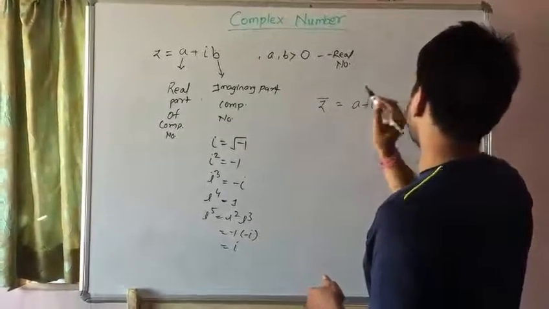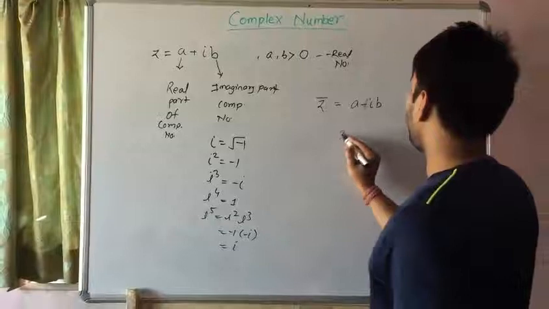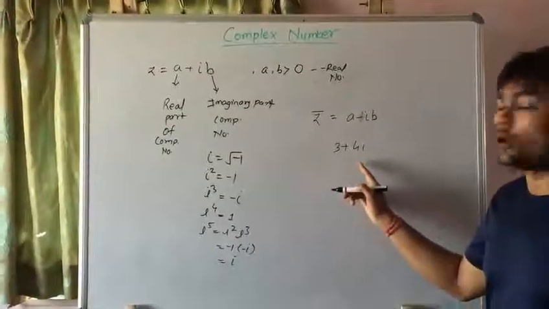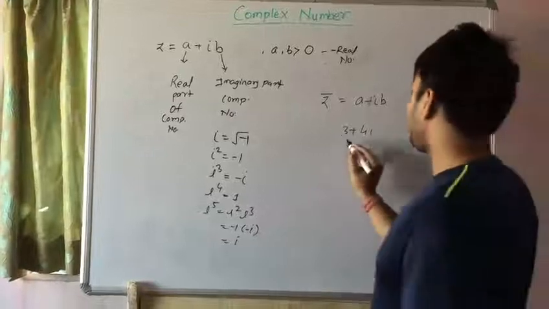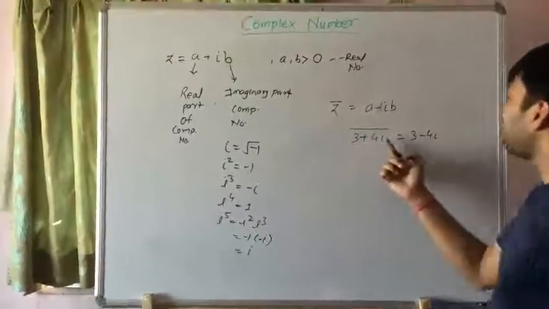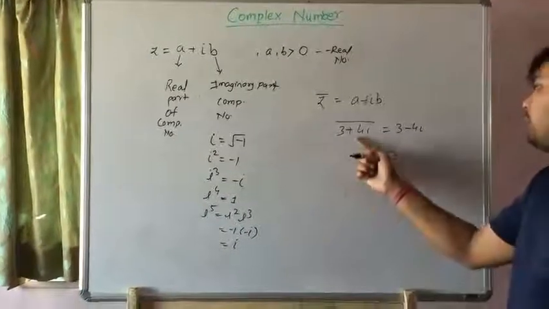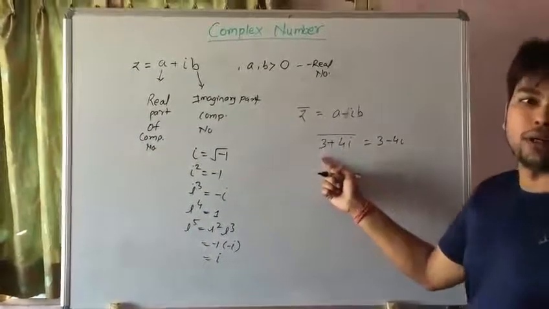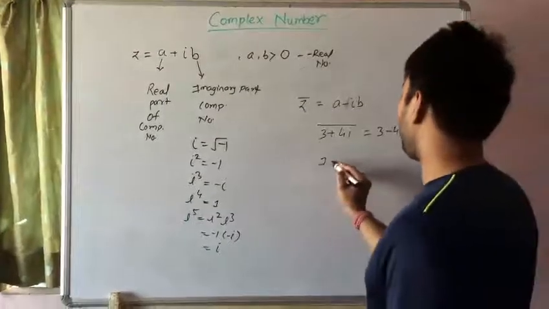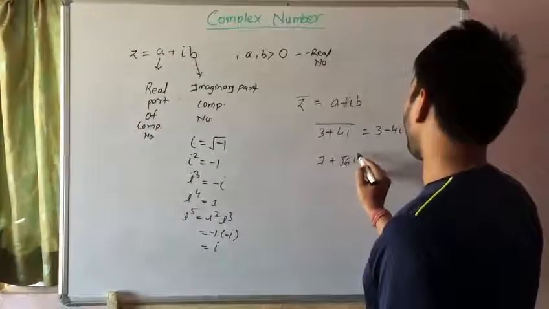Suppose I have a number 3 plus 4i, and if I want to take the conjugate of this, then the conjugate will be 3 minus 4i. Only the imaginary term gets changed, not the real part. Suppose 7 plus root 6i.